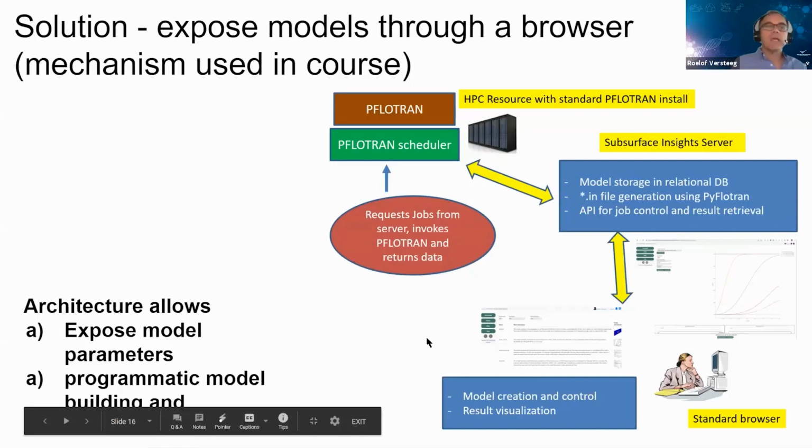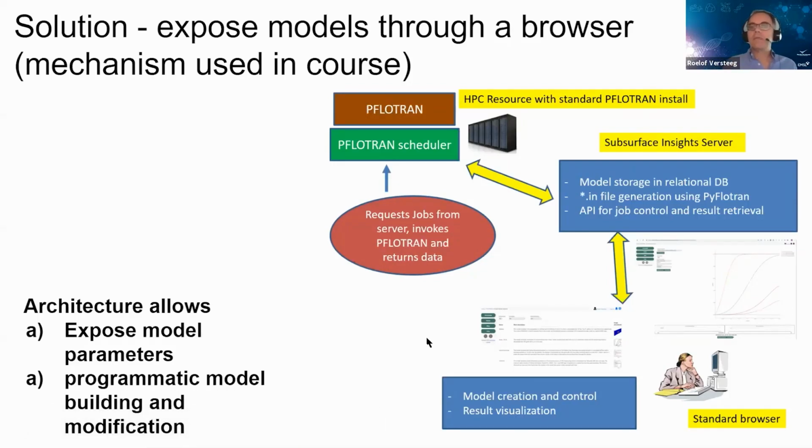The architecture is really nice because, first of all, it allows us to expose model parameters. As you may have seen, a PFLOTRAN model may have tens or hundreds of parameters. We can say, okay, this is the parameter that people want to change, and we can expose that so people can change it. The other thing is it allows programmatic model building and modification, and I'll show that in a moment. So we're very happy with this interface.